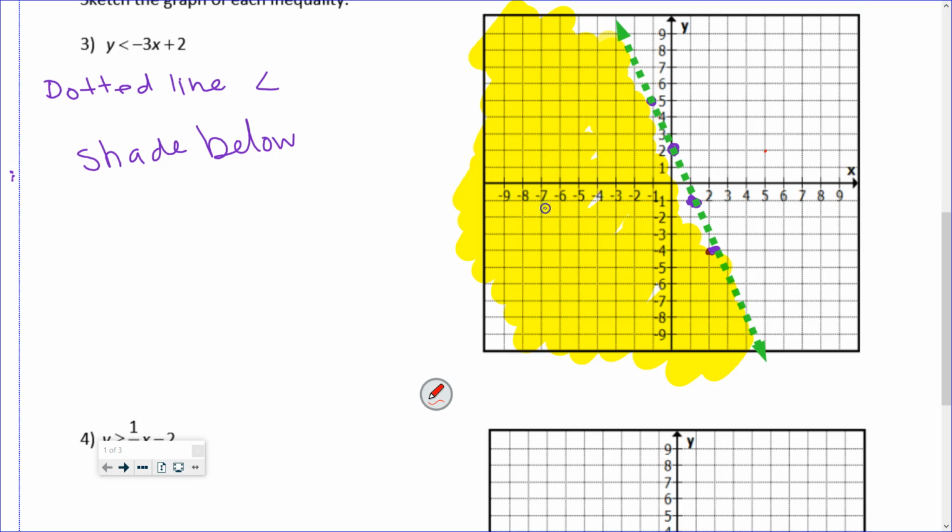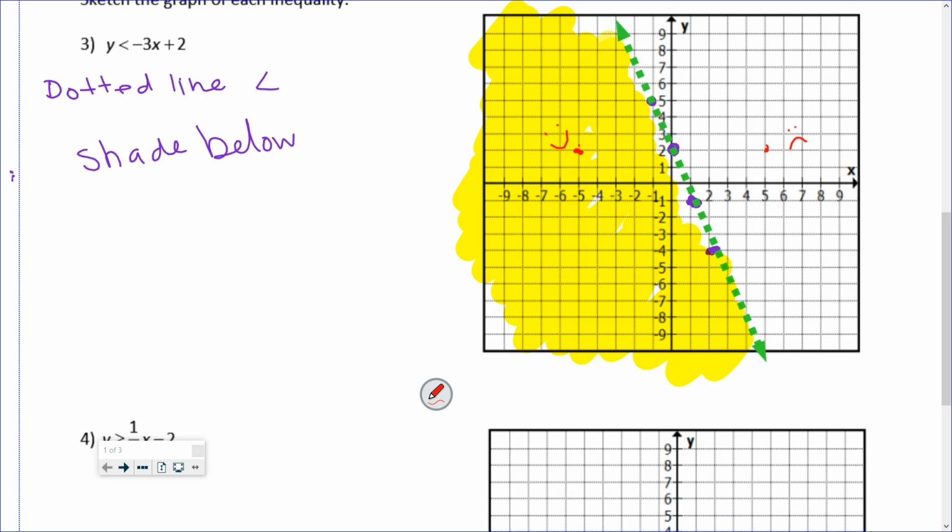Good. How about negative 5, positive 2? Yes, this one is, because where is it? It's in the shade. So we like this one. We do not like this one. Hate is a strong word.